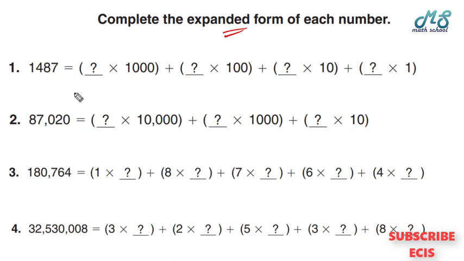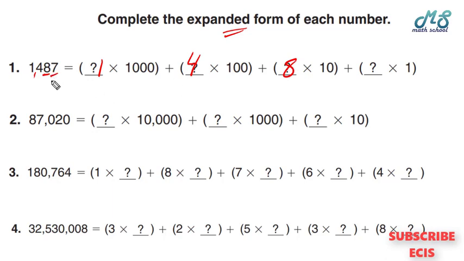To write the expanded form of the number, just ask yourself what's the value of each digit, or what's the place of each digit. We have 4 digits, so 1 in thousands place, its value is equal to 1000. 1000 means 1 times 1000. 4 in hundreds place, its value is equal to 400, so the missing number is 4. 4 times 100. 8 in tens place, its value is equal to 80. We can write it as 8 times 10.